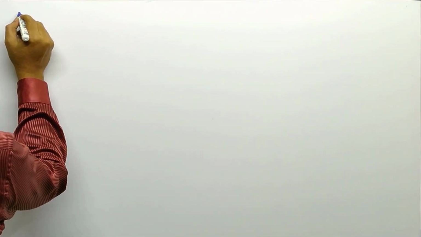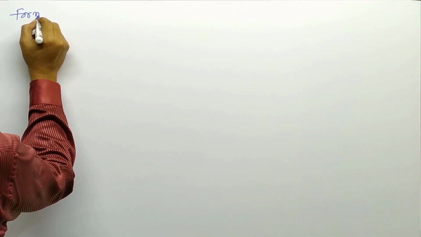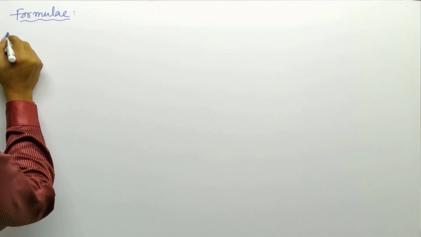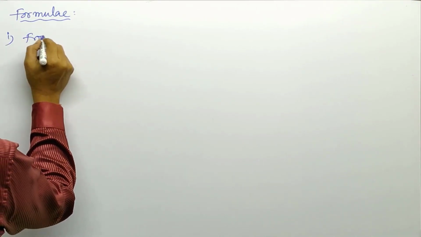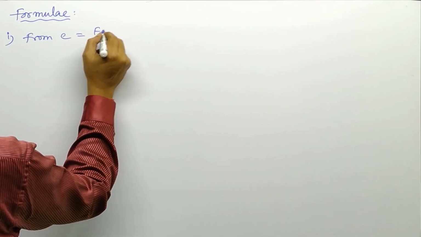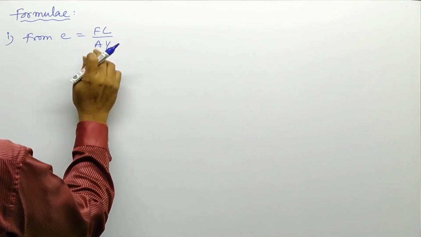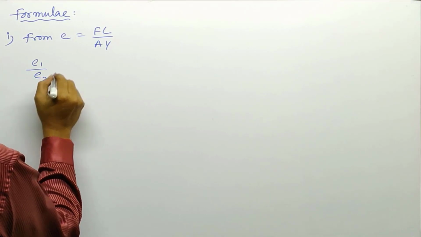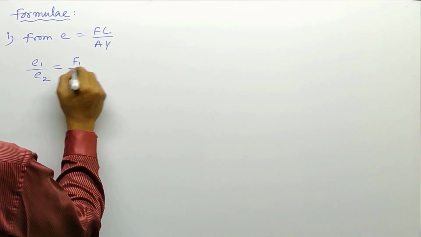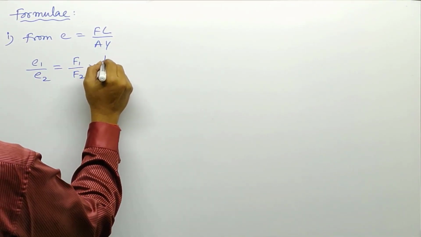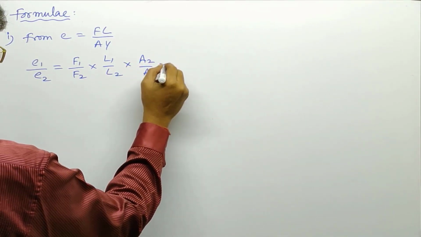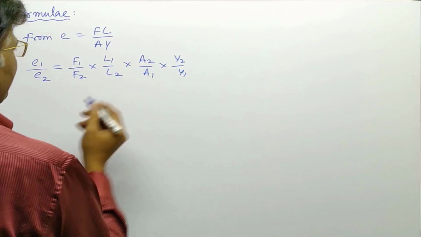Some important formulas related to elongation. Number 1, from E is equal to FL by A into Y, for two different wires we can write E1 by E2 is equal to F1 by F2 into L1 by L2 into A2 divided by A1 into Y2 divided by Y1.